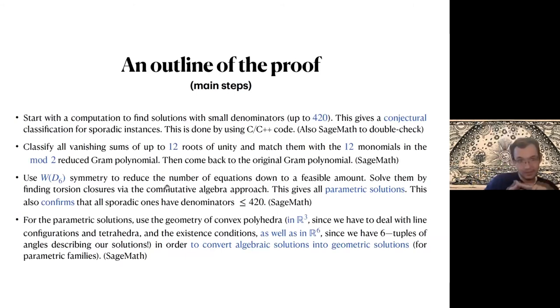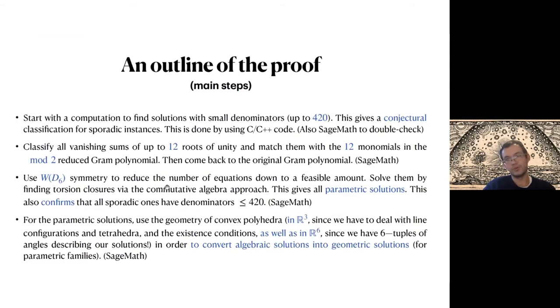First, we start with a computation. I wouldn't say straightforward computation. It is not straightforward. And we find all solutions to the Gram determinant equation with small denominators. So they're all of the form pi times an integer over 420. This gives us a conjectural classification for sporadic instances. This is done by using C++ code.